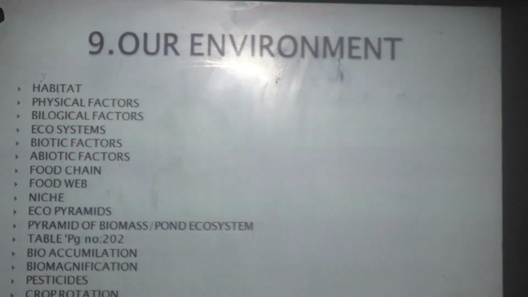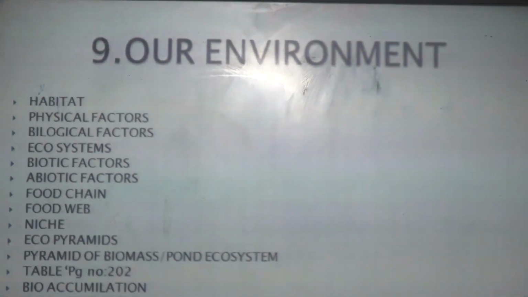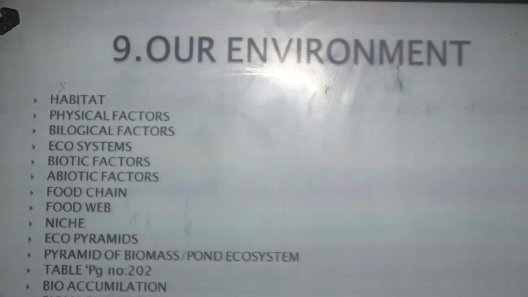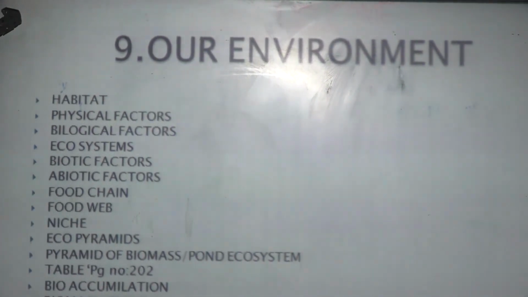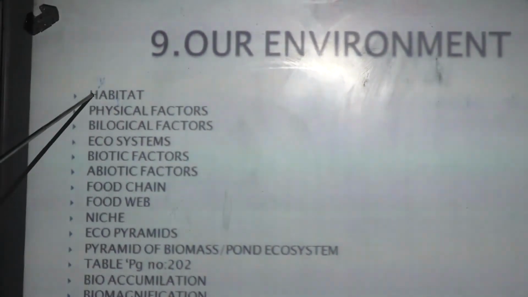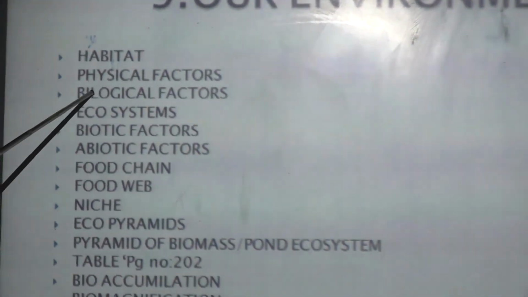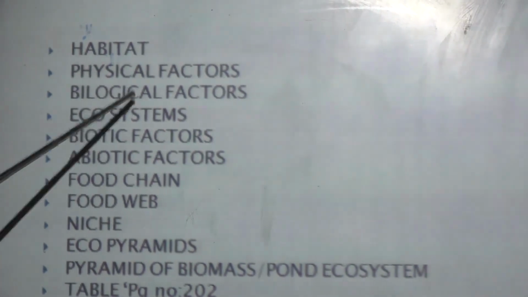Then our environment, it is very simple, but much more scope is there to get more marks, because all the things are very important and simple and many tables are there. So under question number 17, you can get the questions from 9th and 10th chapters. So what is habitat, what are physical factors, what are biological factors. Habitat has physical factors and biological factors.